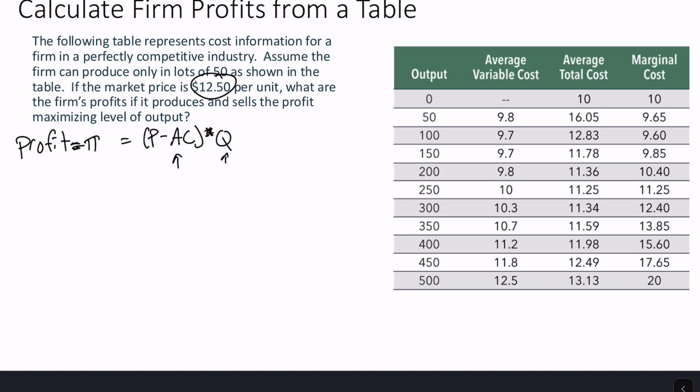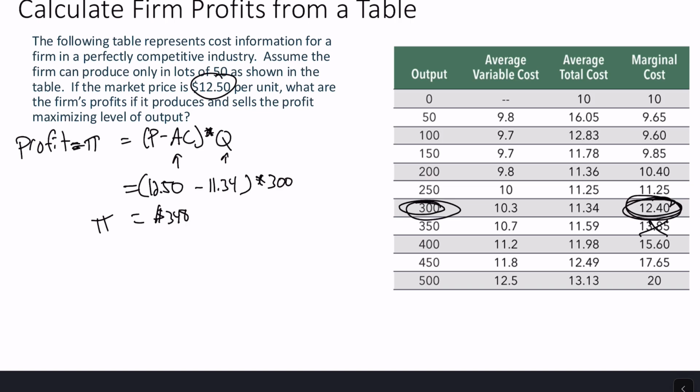And so we'll go where $12.50, this is the closest one. You don't want to do $13.85. You don't want to produce where marginal cost is greater than price. And so we're going to be at this level here, producing 300. So we can plug in our price there. We subtract off our average cost, and we multiply by our quantity. So we need our average cost at that quantity. So right here we have 300, average total cost column 1134. So let's subtract off 1134. You put this into your calculator, and you would get your profit pi equals $348.